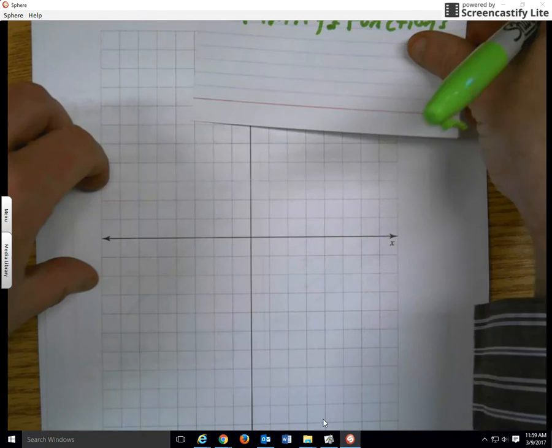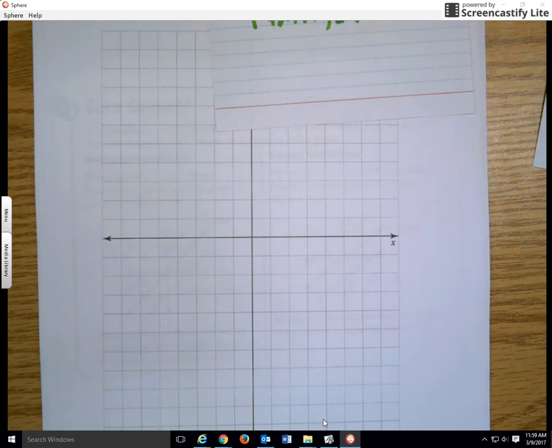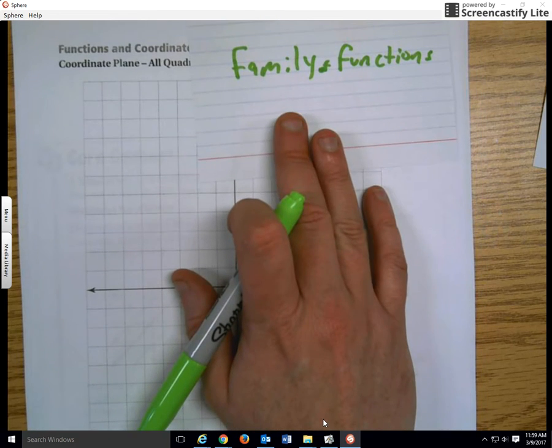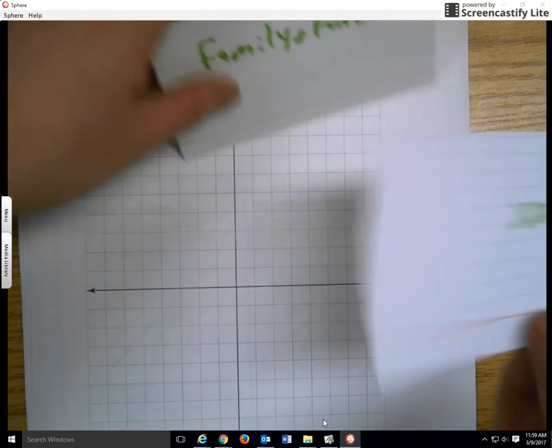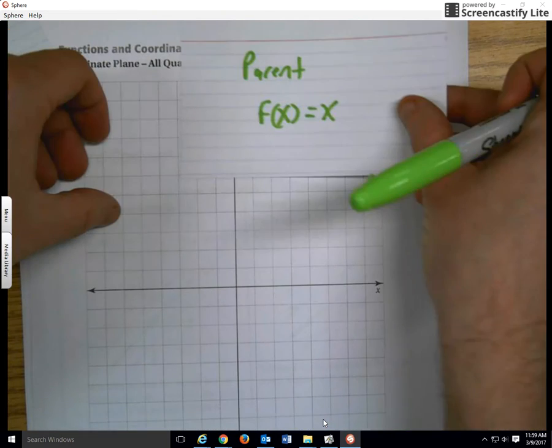The first one is this idea of family of functions. And what that is, it's a group of functions with similar characteristics. When they have similar characteristics, we call them a family of functions. The most basic of all family of functions is called the parent function.